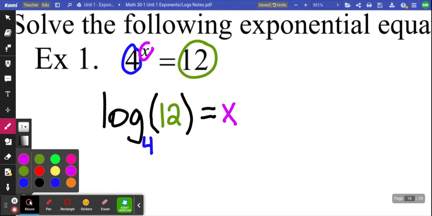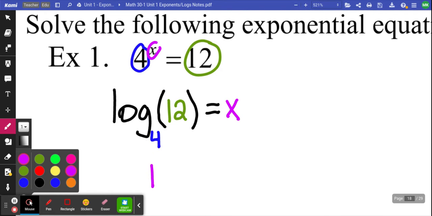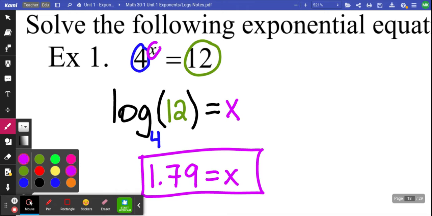You could throw that into your calculator. If you have the log base feature, sweet. If you don't, go log 12 divided by log 4. Use your change of base, and you get 1.79 equals x. For the record, that is a rounded answer. An exact value answer would be log base 4 of 12. You could just leave it like that. That's a basic exponential. Yeah, that's good.